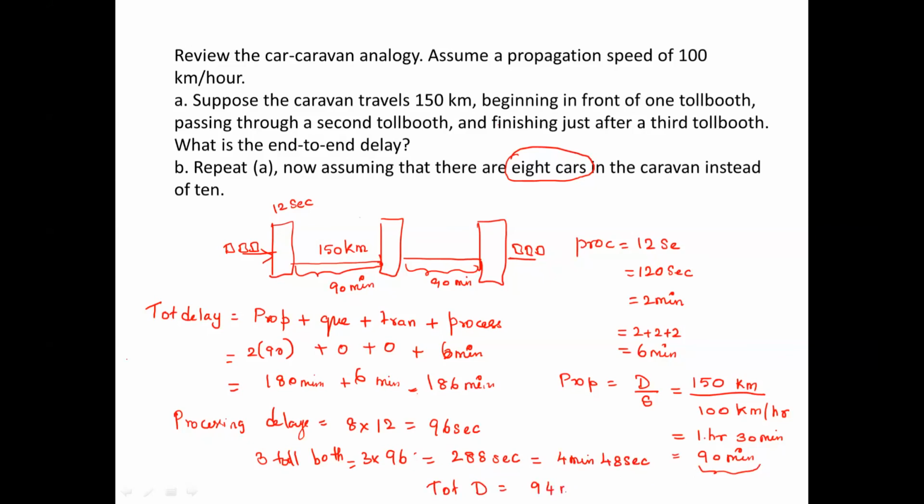94 minutes and 48 seconds. Sorry, not 90. It has to cross 2 links, right? 180 plus, so it is going to be 184 minutes and 48 seconds, because we have 2 links it has to cross. So the answer is 184 minutes and 48 seconds.